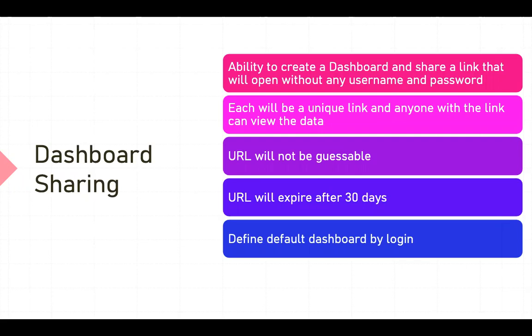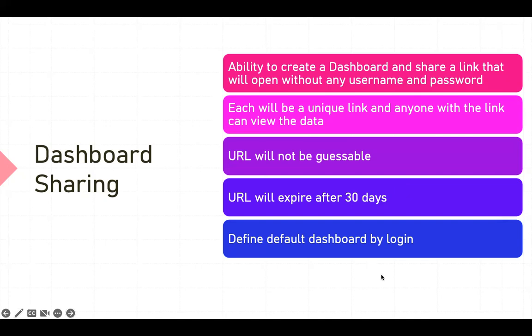It will be along the lines of how we do this with Google Docs or Google sharing or Microsoft sharing. You can just create a link. This link will be a unique link and anyone with the link can view the data. We're making sure that the URL will not be guessable. And right now we will place a restriction saying that the URL will expire after 30 days. That is something that we can choose to make a parameter. But right now, just for security reasons, we thought beyond 30 days nobody's going to look at the data and probably you have a new data set to send by that time.